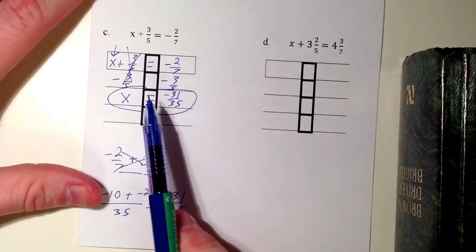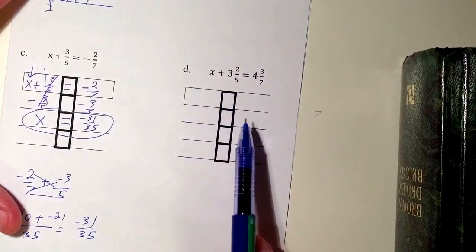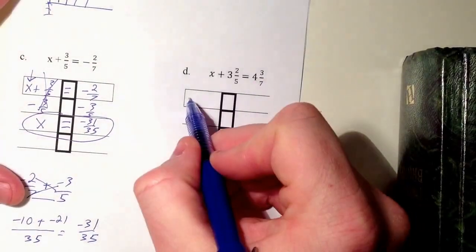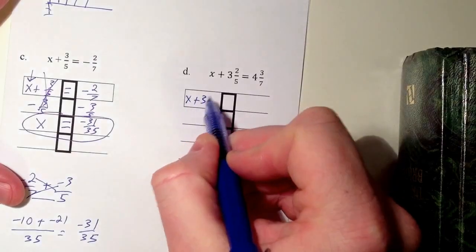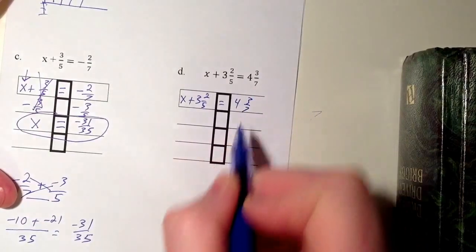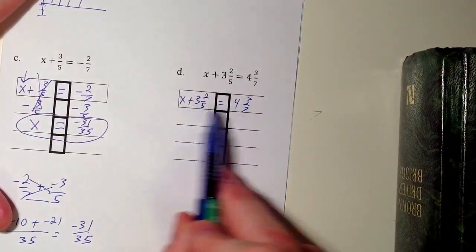All right, so come over here and let's go ahead and just change this now. All right, and I'll get you started a little bit, but I want you to try the rest on your own. So we write it, x plus 3 2/5 equals 4 3/7. Now, before we start, like I said, I don't like working with mixed numbers.